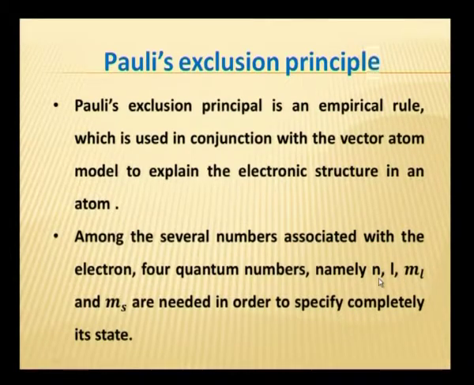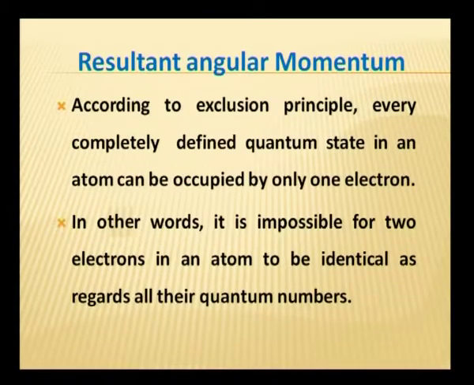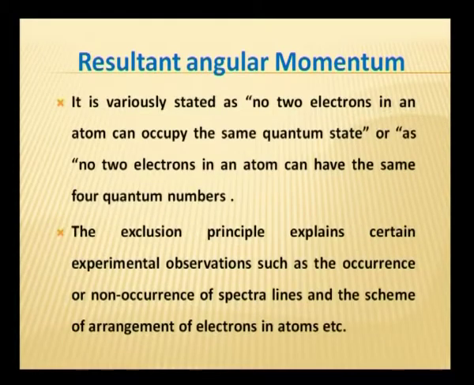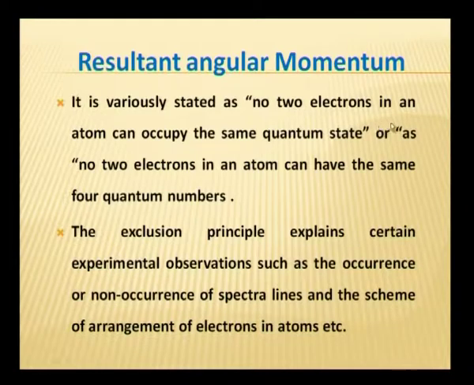Either n should have a different value, or l should have a different value. You will understand more in the time to come. So, let me now continue. In other words, it is impossible for 2 electrons in an atom to be identical as regards all the quantum numbers. All the 4 quantum numbers should not be identical. It is variously stated: no 2 electrons in an atom can occupy the same quantum state, or no 2 electrons in an atom can have the same 4 quantum numbers. All the 4 quantum numbers n, l, ml, ms should not be identical for the electrons in an atom.